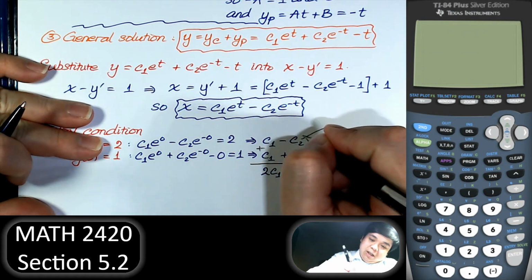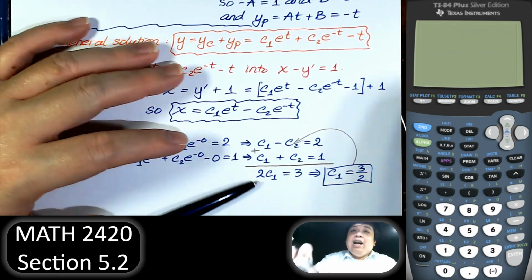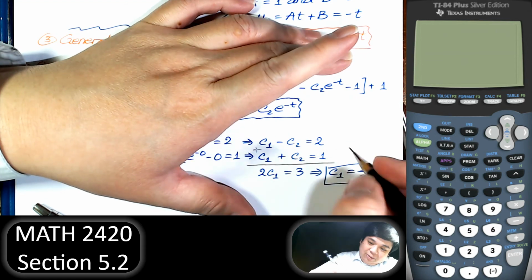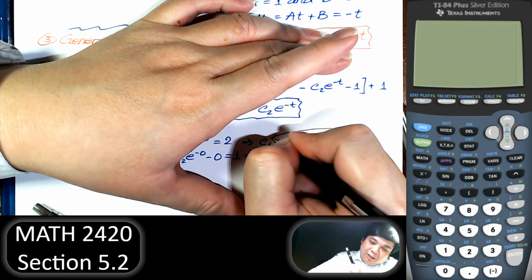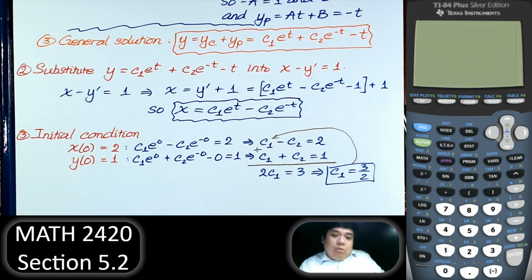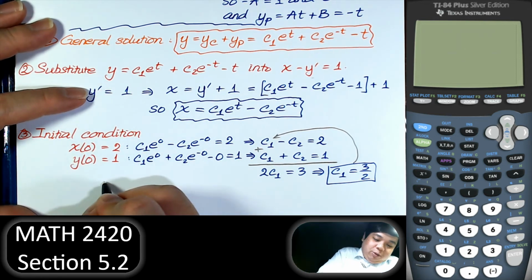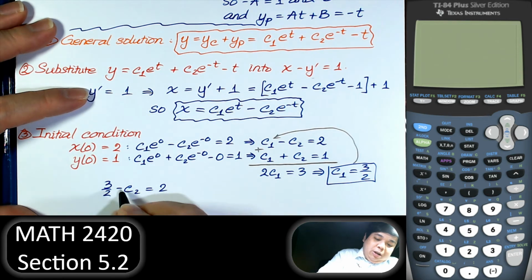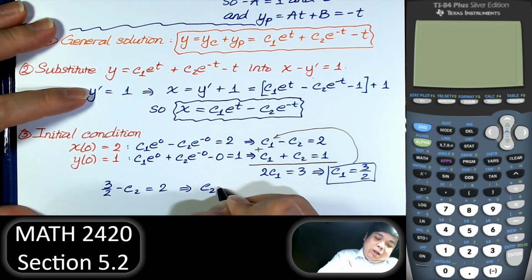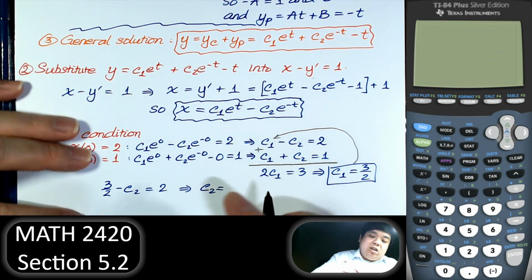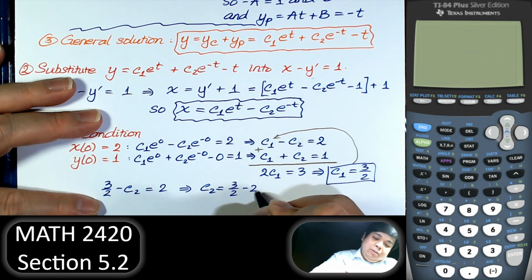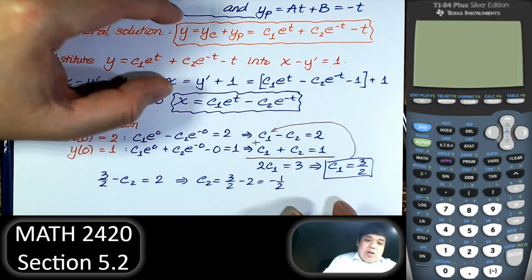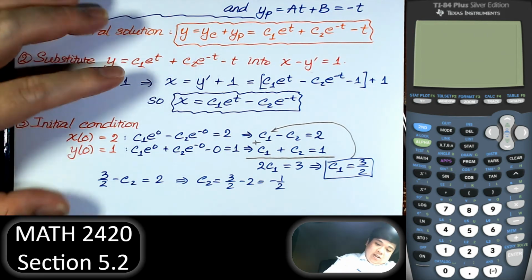Let's substitute back in here. To do that, we have 3 halves minus C2 equal to 2. Move the C2 over, we have C2 equal to 3 halves minus 2, which is negative 1 half. Now we have C1, we have C2. Substitute into these two equations.